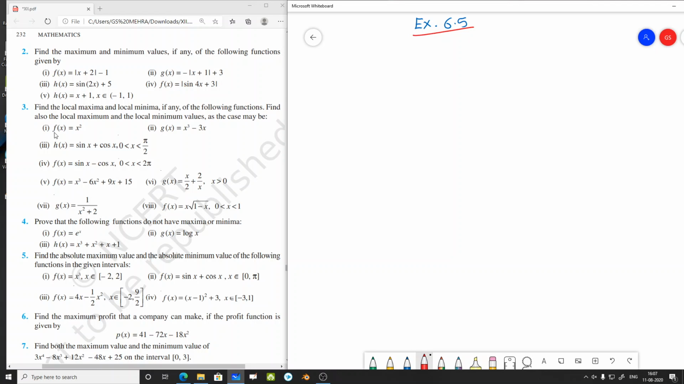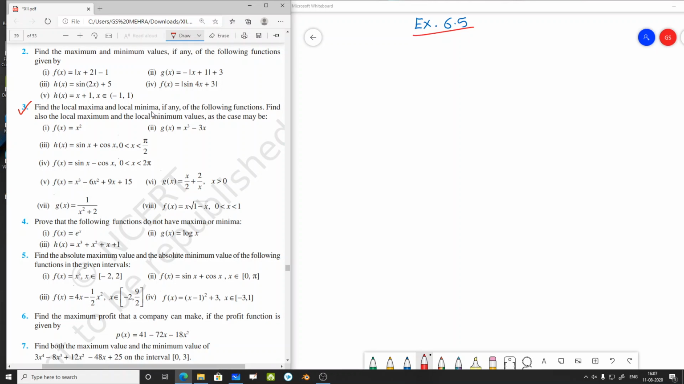Exercise 6.5, question number 3. Find the local maxima and local minima of any of the following functions. Find also the local maximum and the local minimum values as the case may be. First one, f(x) equal to x square.